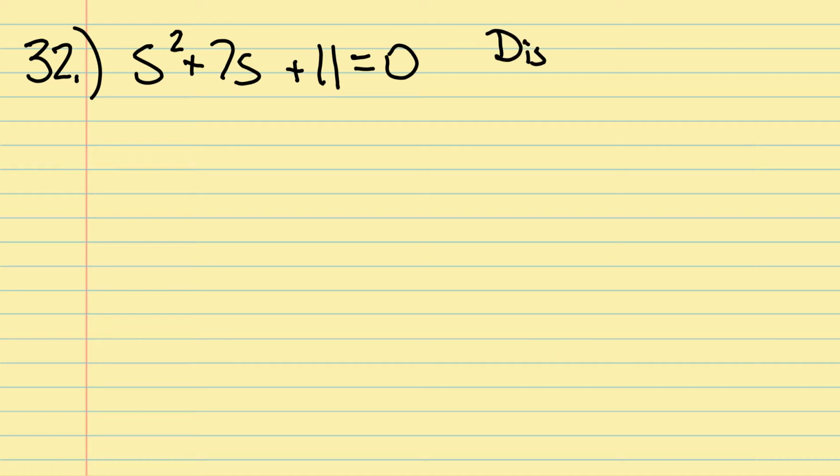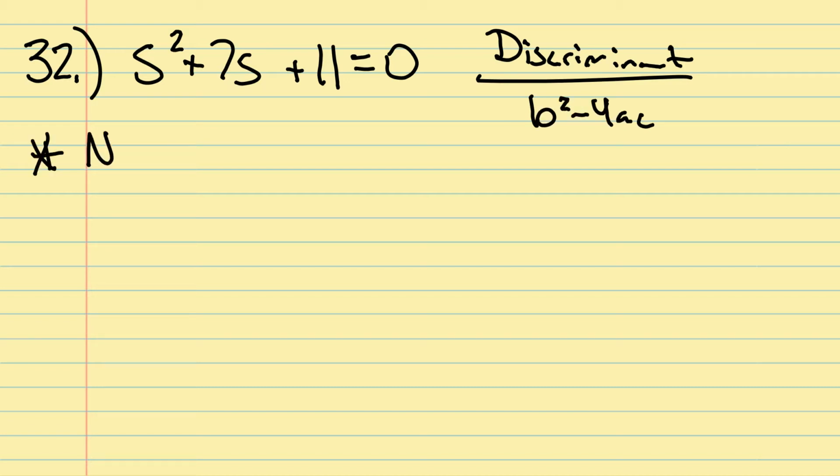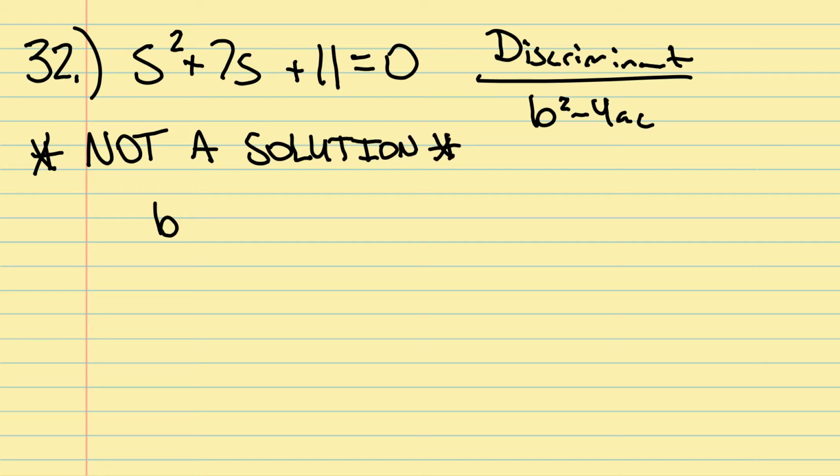Alright, 32 is s squared plus 7s plus 11. They did not tell you to actually solve it. They said use the discriminant. The discriminant is a smaller version of the quadratic formula. It just gives you information. So remember, this is not a solution. It's just information. So to say b squared minus 4ac.